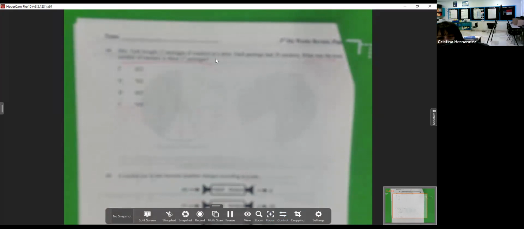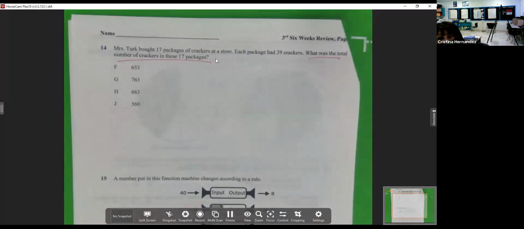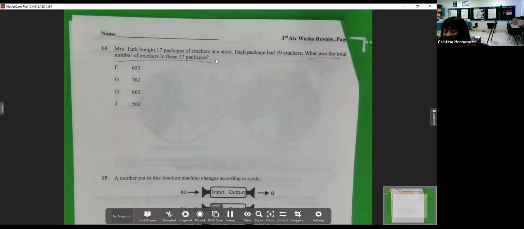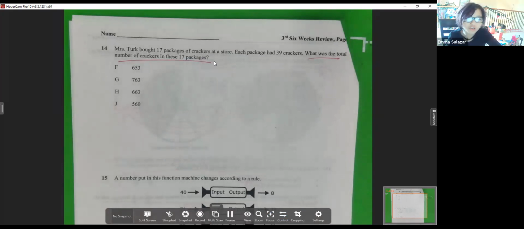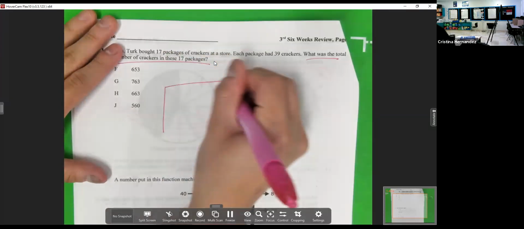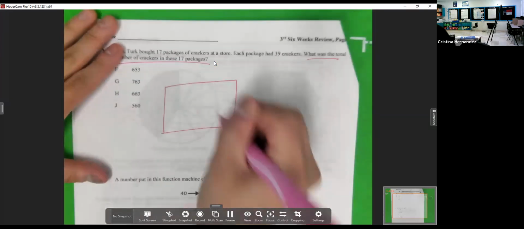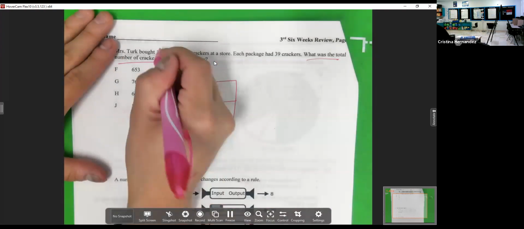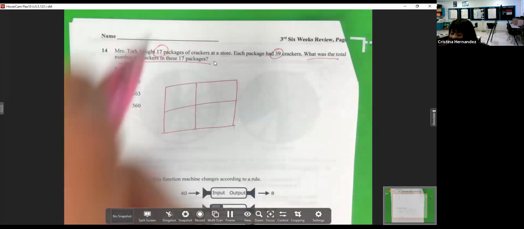Y'all remember how to do this? We haven't done this in a while. There are 2 ways to do this. What are the 2 ways we can do it? The area model or the standard algorithm. All right, I think I'm gonna do the area model with y'all first. So we have to break apart 17 and 39. Daniel, where are you?